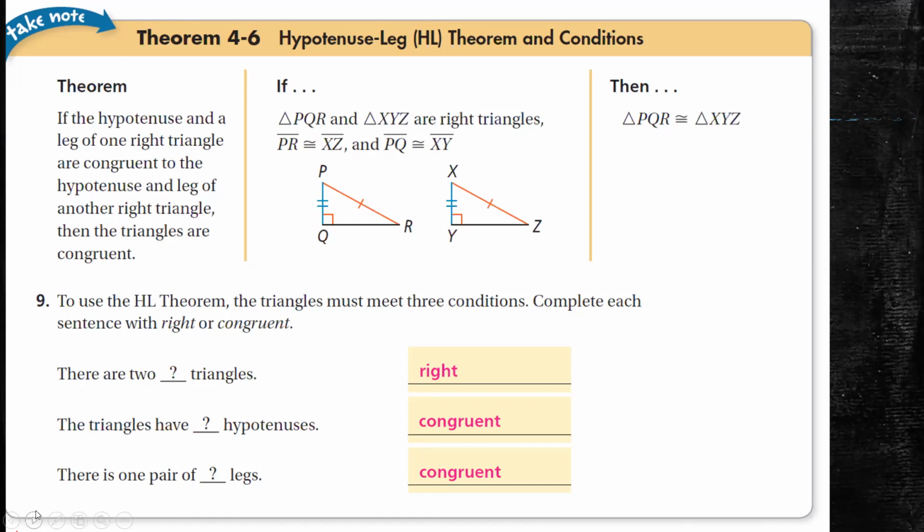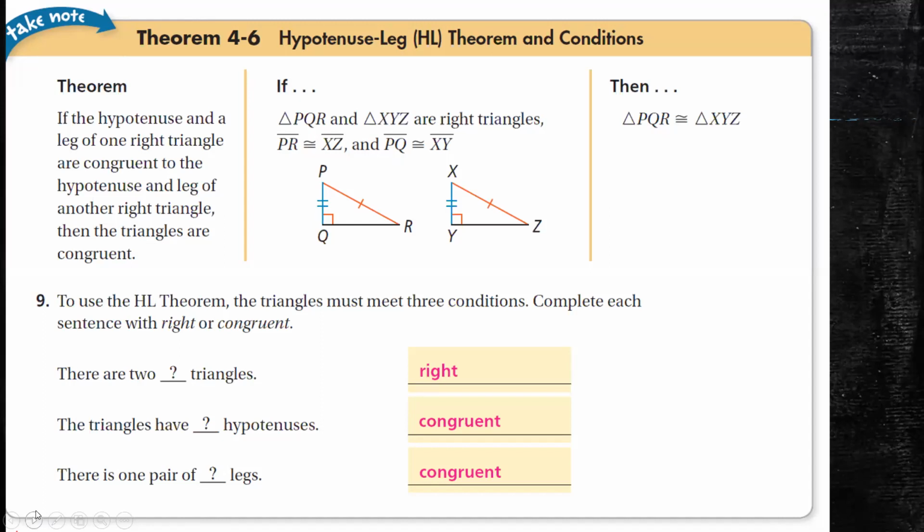But if you talk about any triangle that is not a right triangle, I will use the 4 theorems or postulates that I talked about yesterday, which are SSS, SAS, AAS, and ASA. All these 4 can be used in any triangle, but not with a right triangle. Now the hypotenuse leg, or we call it the HL theorem.